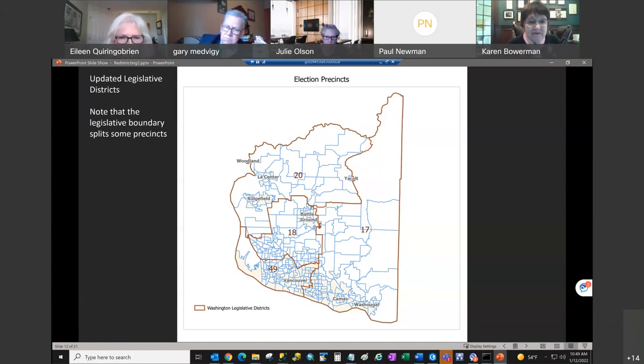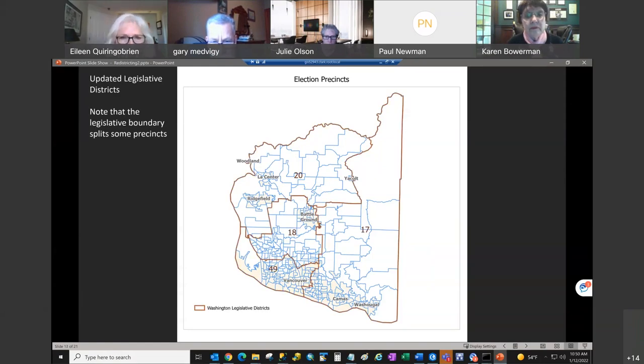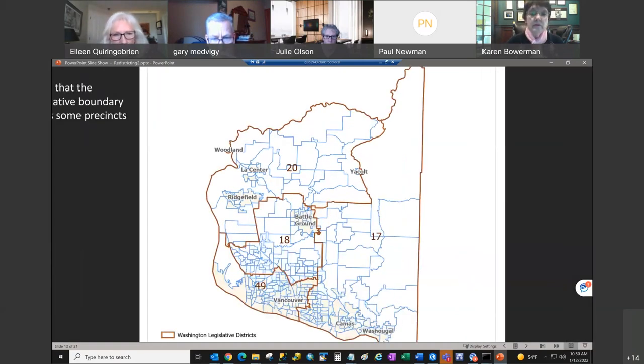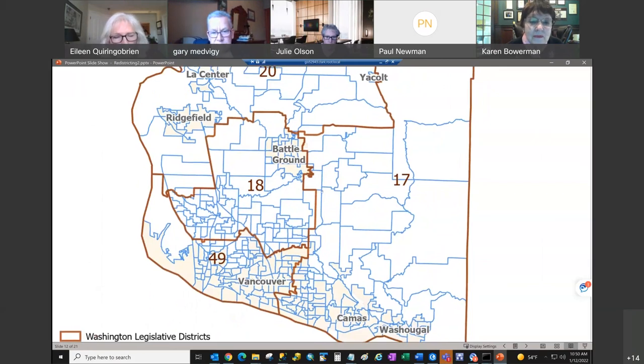If you look just south of Battleground, between Battleground and City of Vancouver, maybe a little bit to the east, there's a precinct being split. Maybe I can zoom in here a little bit. Is that zooming for you? Yes. Okay. Let me go a little bit further here. That may be all I can zoom in.